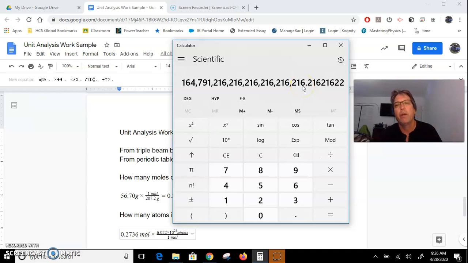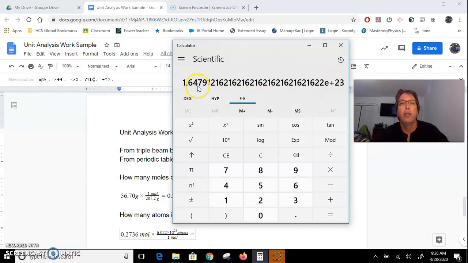Chances are we wouldn't count, we'd type. The potential to mess up is terrific there. So instead, we don't want to write that. We want to write it in scientific notation. If you're using your own calculator, you should be familiar with your own calculator. You know how to put it in scientific notation mode. If you're using this one on the school issue computer, just click on this F to E button right there, and that puts it in scientific notation.